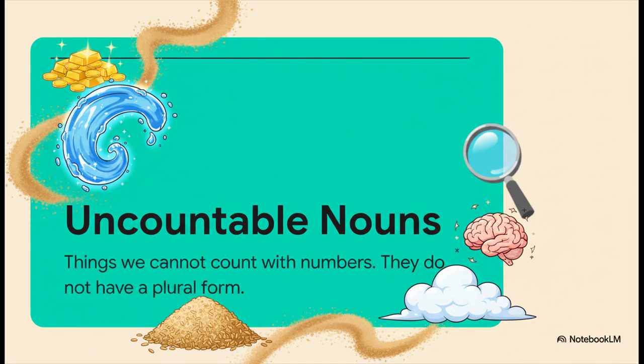Okay, now for the other team, uncountable nouns. These are the things you can't really separate and count one by one. The best way to think about them is as a single mass, a substance, or a concept. You just wouldn't say 1 water or 2 rices, right? It just sounds weird. We treat it all as one big unit.